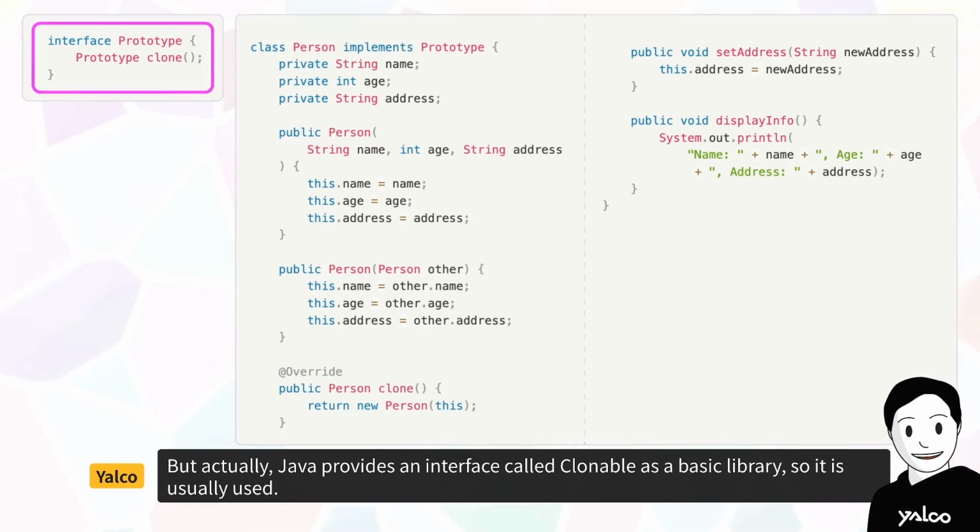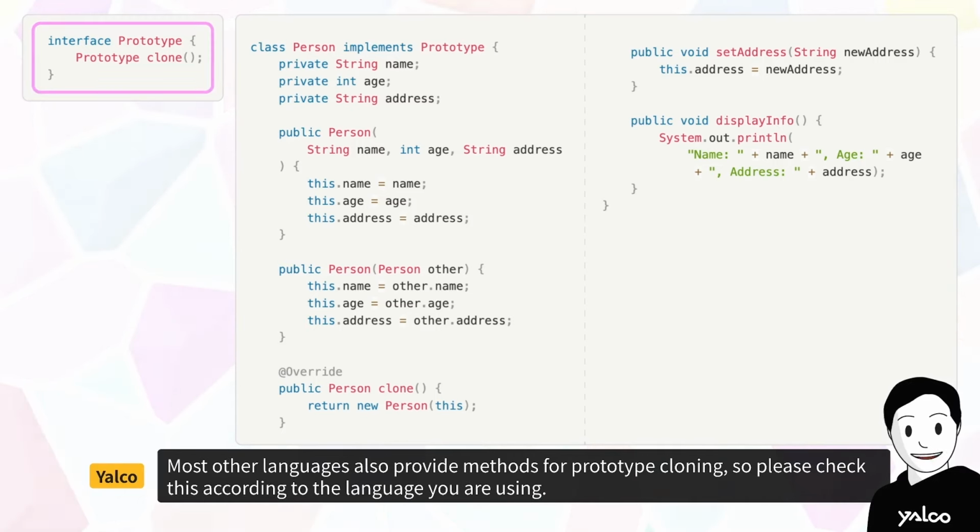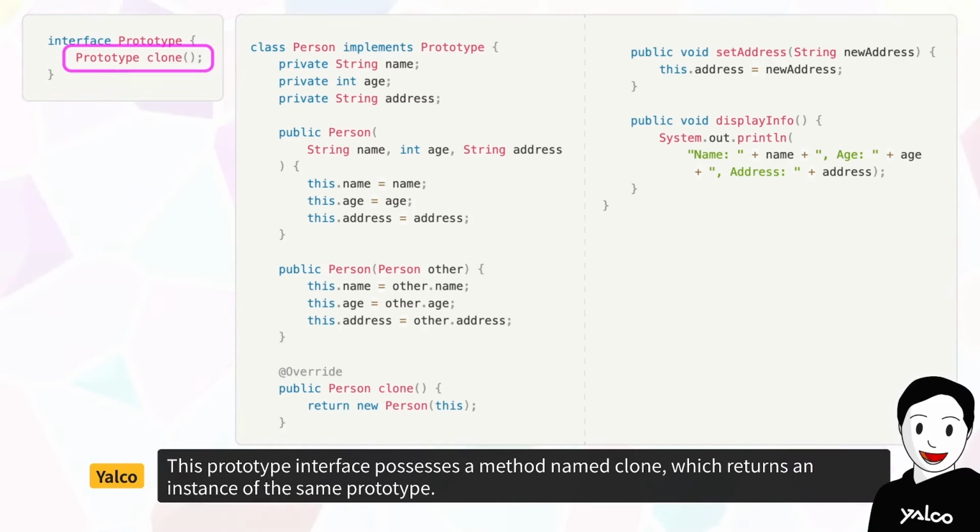But actually, Java provides an interface called Cloneable as a basic library, so it is usually used. Most other languages also provide methods for prototype cloning, so please check this according to the language you are using. This prototype interface possesses a method named clone, which returns an instance of the same prototype.